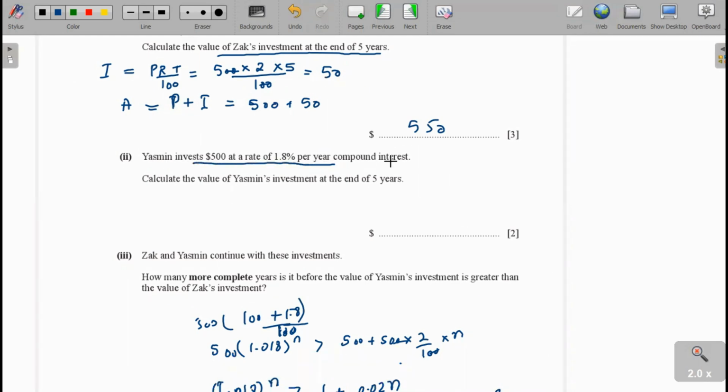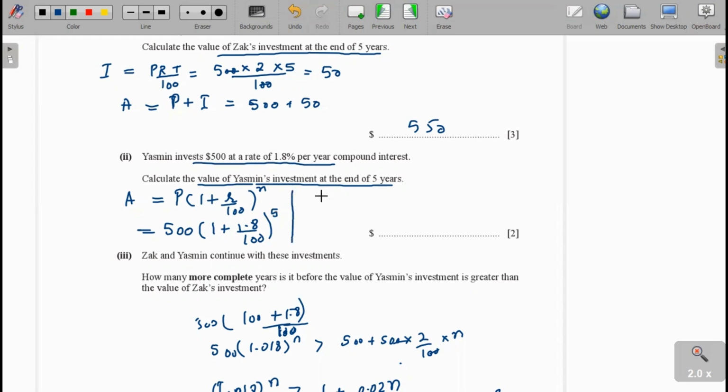In the next part, we see here Yasmin invests $500 at a rate of 1.8% per year, compound interest. Calculate the amount of Yasmin's investment at the end of 5 years. Now you see here this is the compound interest formula. The amount will be equal to the principal amount times 1 plus R over 100, to the power n. You see here the principal amount is 500, 1 plus 1.8 over 100, to the power 5. Now we can calculate it.